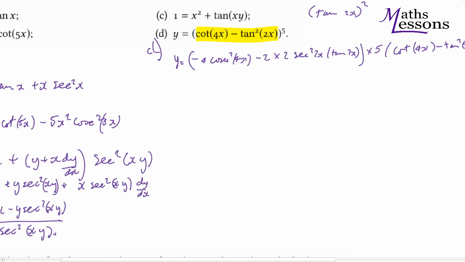And that's a bit of a mess. I don't think I really want to try and simplify that. I can probably bring the 5 and these 4 bits, I've got a factor of 4. So actually let's just tidy up a little bit. Let's bring the minus 4 and the 5, so that's going to give me minus 20 cosec squared 4x minus sec squared 2x tan 2x, all times by cot of 4x minus tan squared 2x to the 4.